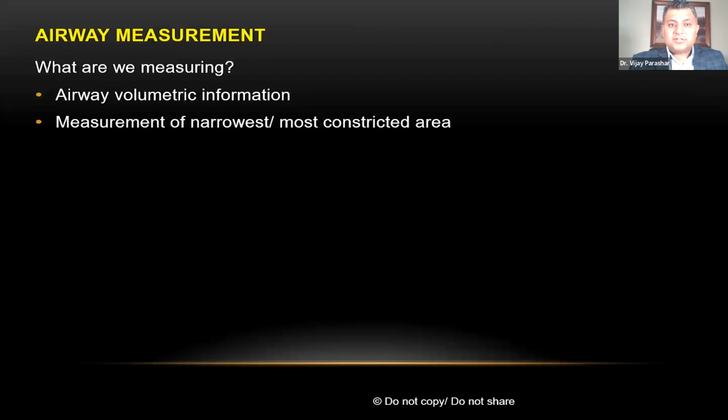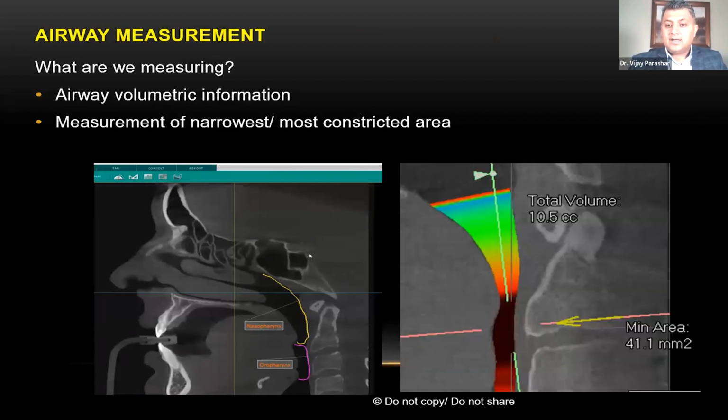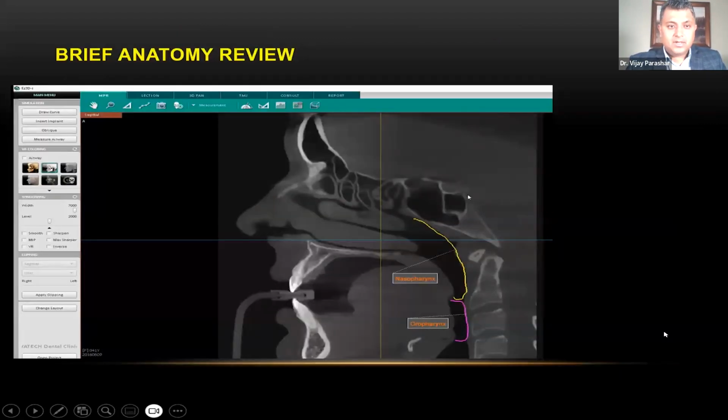Measurements. What are we measuring? So we are looking at airway volume, we're looking at total volume, and we're looking at the most constricted area. For the airway, we're looking at the nasopharynx and oropharynx. These are the numbers that you see. One is total volume, which is the entire airway that is imaged. The second number will be minimum cross-sectional area.